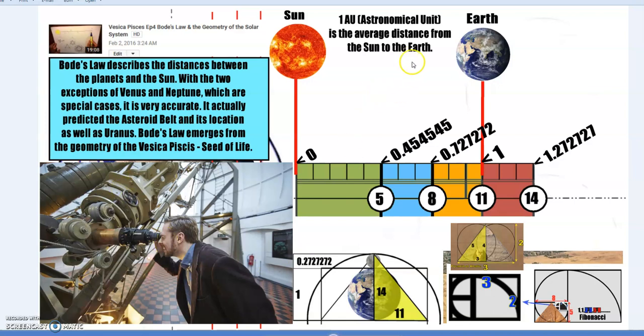But so Earth is one now. Earth is one astronomical unit. Well, we're on Earth, so that would be convenient. But it just so happens that Bode's law places Earth at 1 as well. So according to Bode's law, Earth is 1. So there's a nice link there.